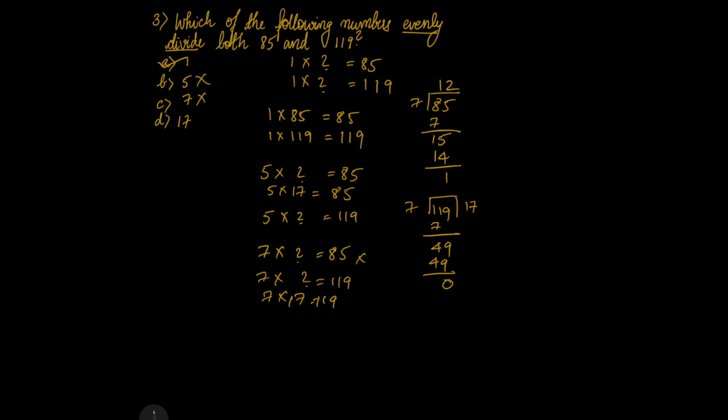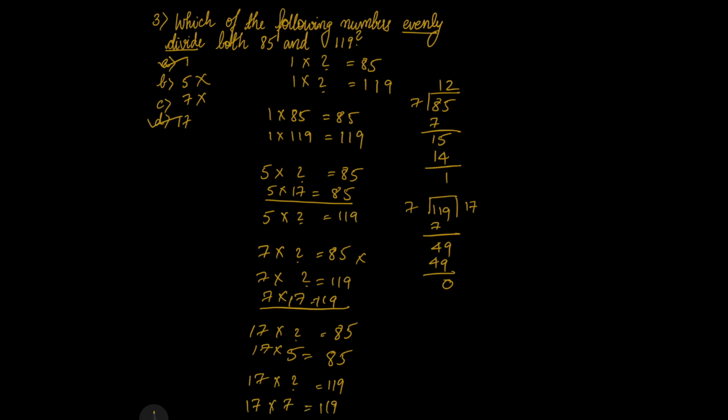Now what about 17? Can you multiply 17 by some number to get you to 85? Well, I think we covered that in 5. So you can multiply 17 by 5 to get you to 85. And what about with 119? Well, we covered that here. So yeah, you can multiply 17 by 7 to get you to 119. So yeah, 17 evenly divides both 85 and 119.